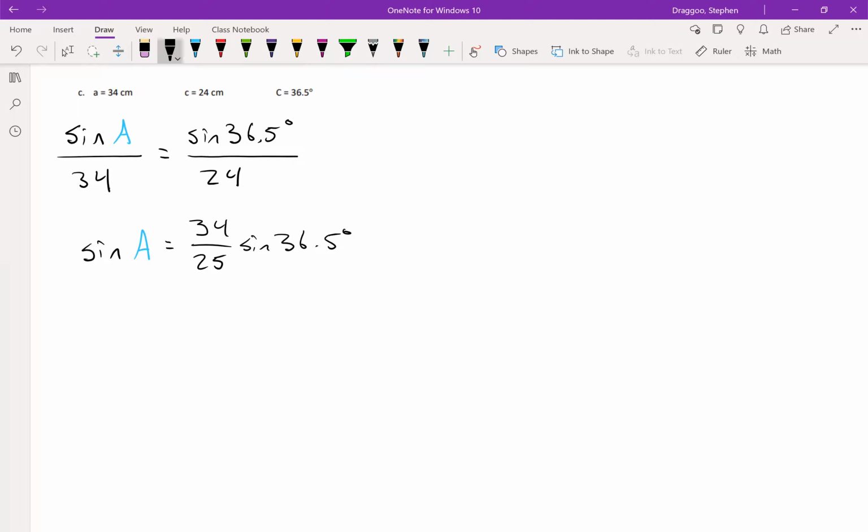I'll start by looking just for angle A1. I'll label each of these with a subscript 1 because I want this all to be the first triangle. And A1 works out kind of the way we'd expect. We'll take the inverse sine of each side, I should say, 34 over 24 times the sine of 36.5 degrees, and get 57.4 degrees.